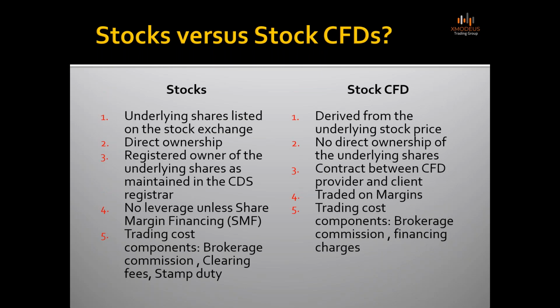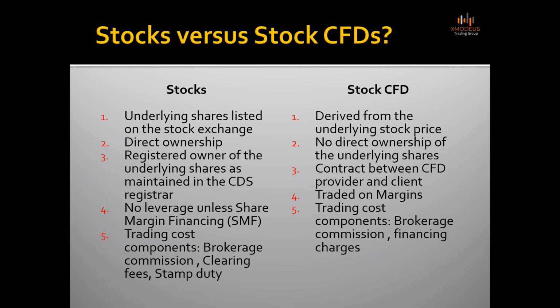Let's talk about stocks versus stock CFDs. What are the differences, right? Firstly, for stocks, you trade the underlying shares listed on the stock exchange. You have direct ownership of the stocks. When you buy a stock, you are a registered owner, and this ownership of the shares is maintained in the CDS registrar. For stock CFDs, the price of the CFD is derived from the underlying stock price itself.